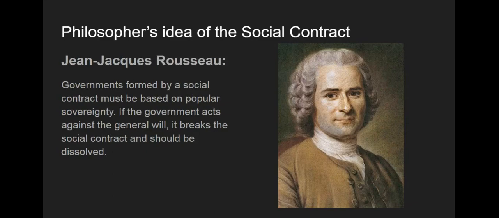Jean Jacques Rousseau, a Frenchman, believed that governments formed by a social contract are based on popular sovereignty. So remember, the power comes from the people. If the government acts against the general will of the people, then it's breaking the social contract, and that government should be dissolved, meaning that they should get rid of that government, similar to how Locke thought.